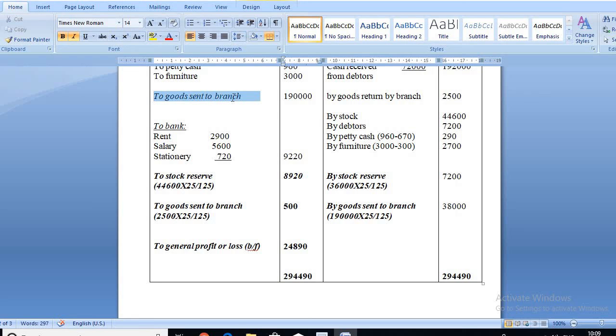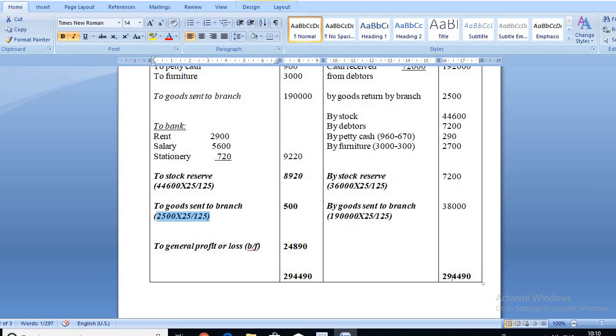Next, goods sent to branch. Goods sent to branch is 1,90,000. So remove profit included in this amount. In the opposite direction, by goods sent to branch, 1,90,000 multiplied by 25 by 125. So the amount will be 38,000. And the last one, the goods returned by branch. How much? 2,500. Remove profit portion which is included in 2,500. In the opposite direction, to goods sent to branch, write down 2,500 multiplied by 25 divided by 125. So the amount will be 500.